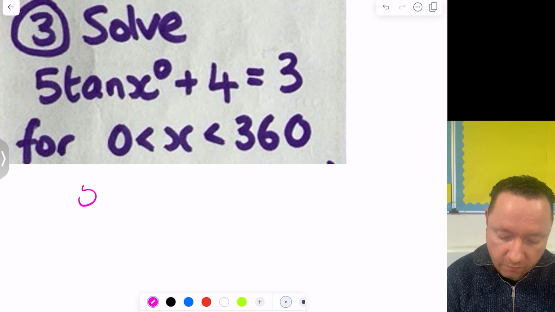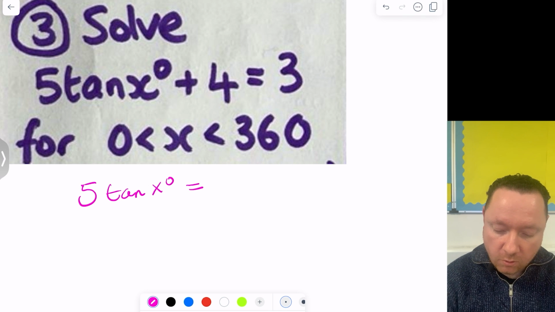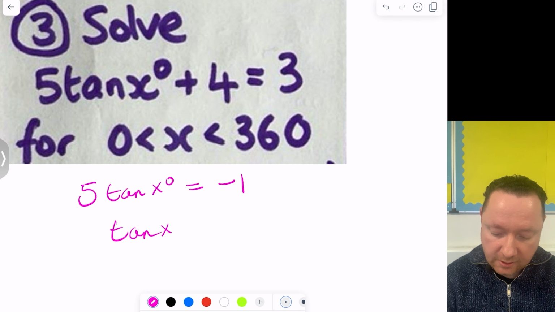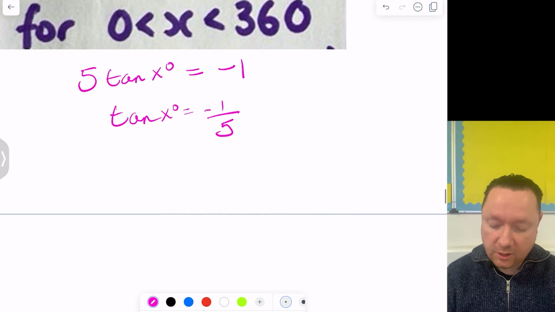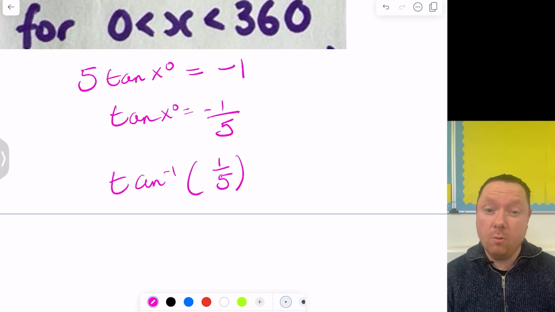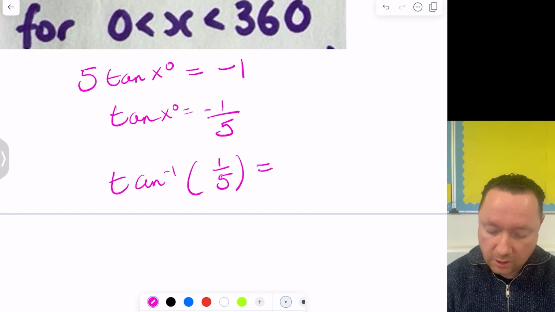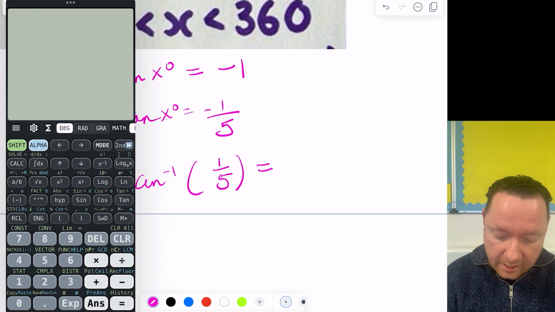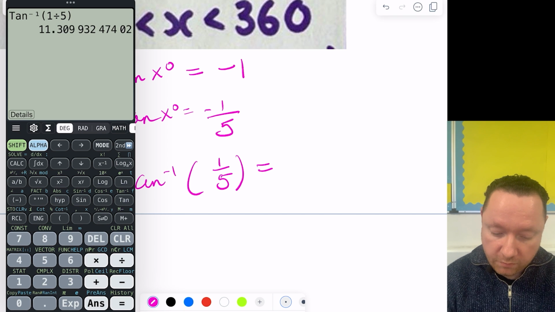So let's start off 5 tan x degrees equals, well, 3 take away 4 is minus 1. So that means that tan x degrees is minus a fifth. And now I need to do the inverse tan. So I do the inverse tan of not minus a fifth, but a fifth, because the cast diagram I'm going to use only works on positive answers. So let's just get my calculator. Shift tan, open bracket 1 over 5, is 11.3 degrees.